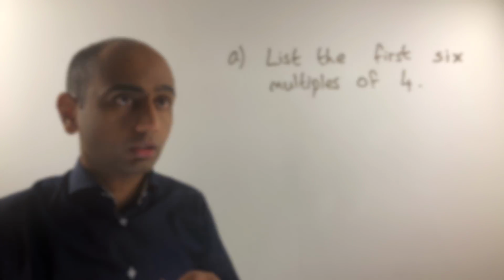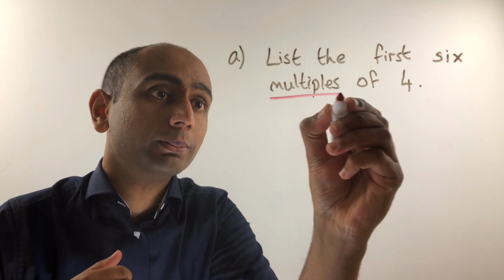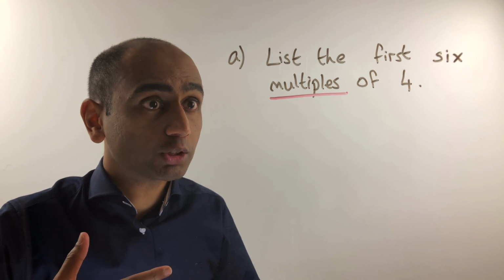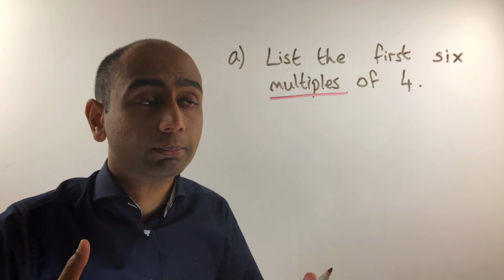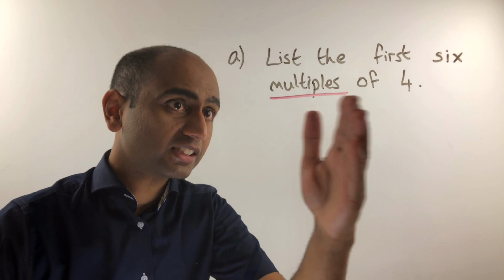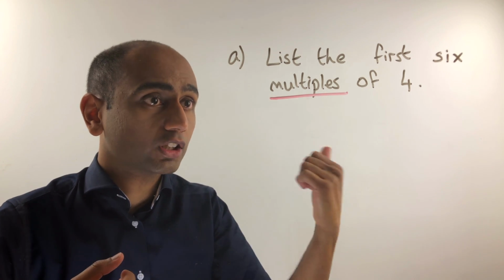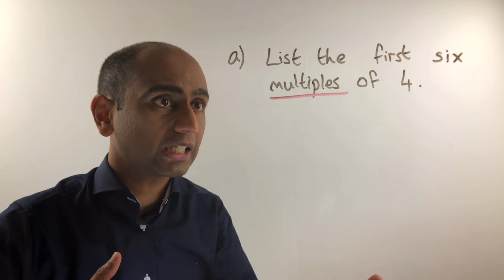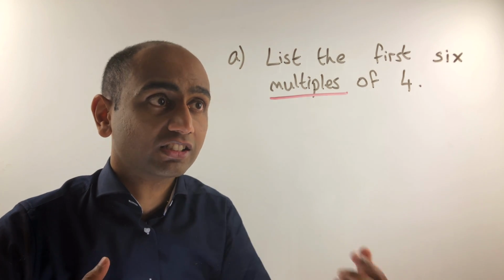In this video, we're going to be looking at finding multiples of a number and the lowest common multiples of two numbers. First of all, we need to understand what we mean by multiple. The multiples of a number are just all the numbers in its times table. So in this case, the multiples of 4 are going to be all the numbers in the 4 times table. We just need to list the first 6 of them.